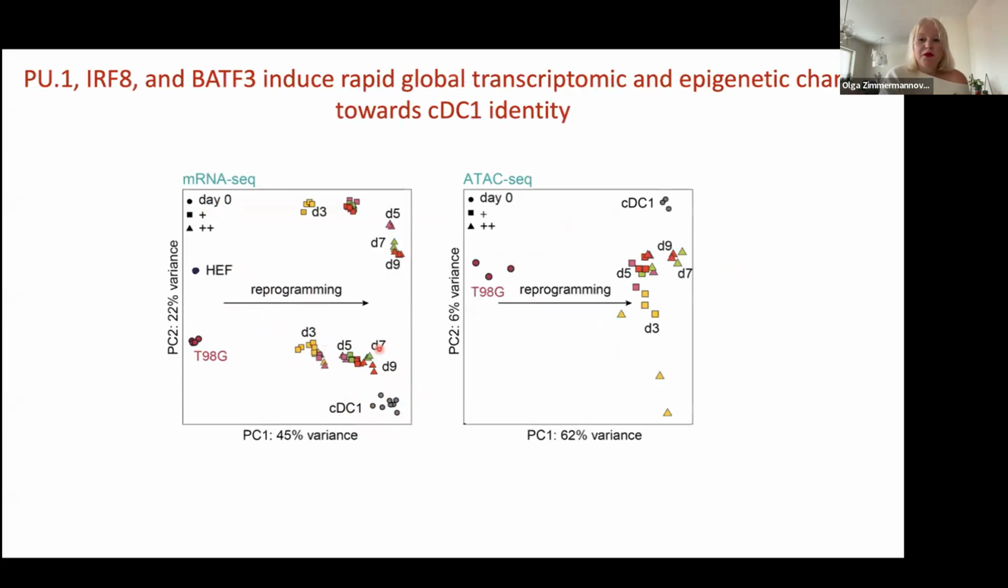This fast transcriptomic rewiring was probably enabled by the very rapid epigenetic remodeling, which we saw in the data from ATAC sequencing, where you see that the major change must be happening already before day 3, because the cells from day 3 to day 9 basically cluster all together and very close to the cDC1 population, which means that the reprogramming is initiated very early after the transduction, and the later stages of the reprogramming are probably associated more with maturation or the stabilization of the newly acquired identity.